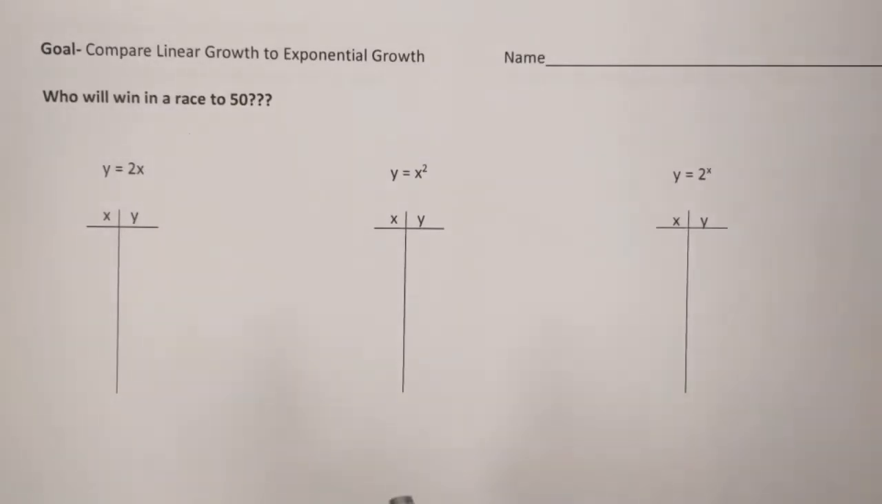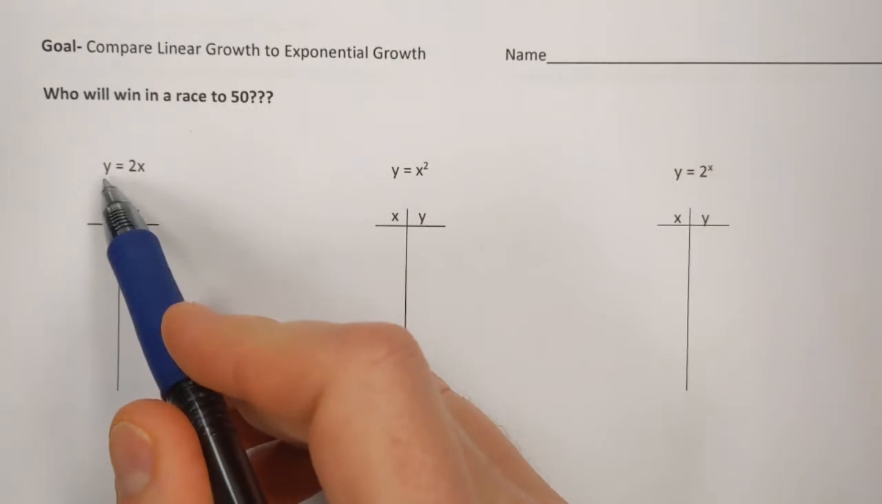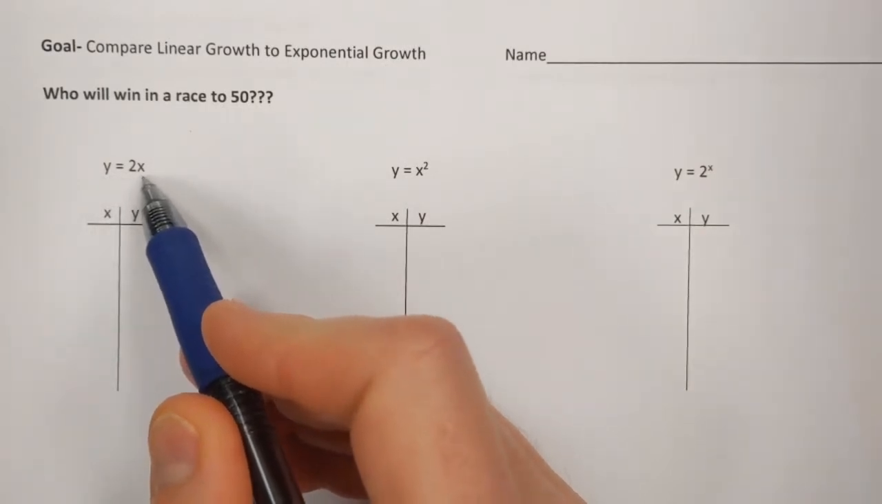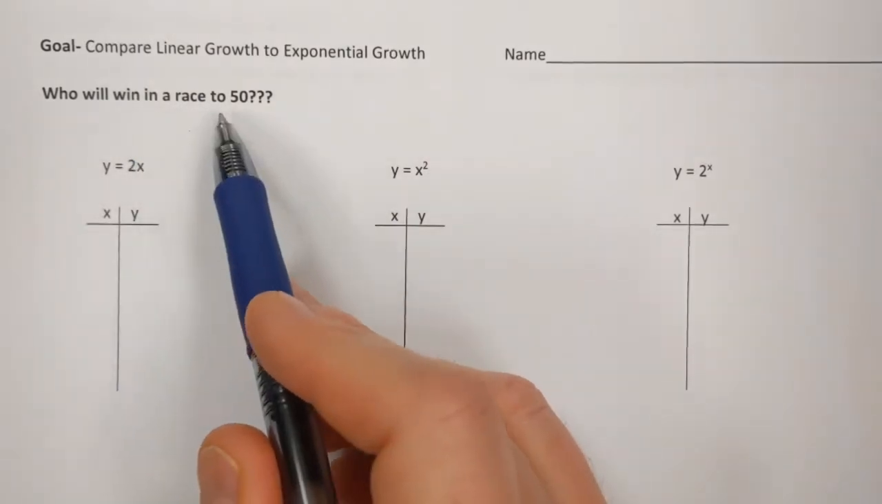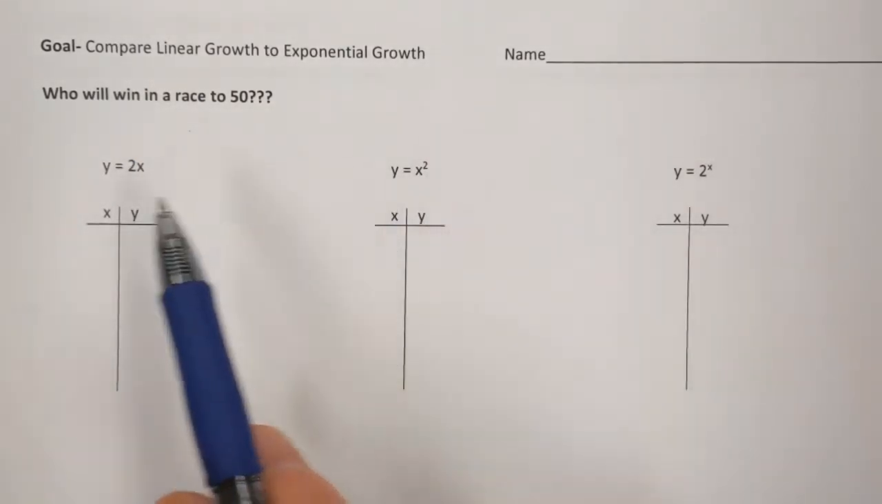Hello everyone. So today I want to start off today's lesson by setting up a race. Now this isn't going to be a typical race. This is going to be a race of numbers. But here's the first competitor in our race. We have this function. It's called y equals 2x. And the race is going to be a race to 50. The question is, which one of these functions is going to be the first to reach 50?